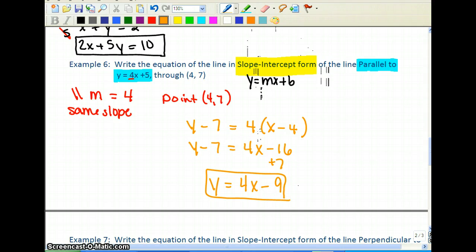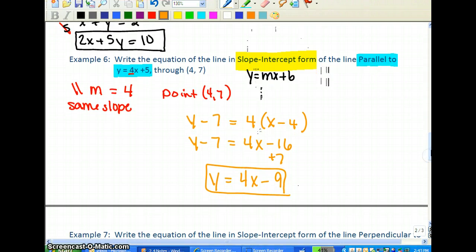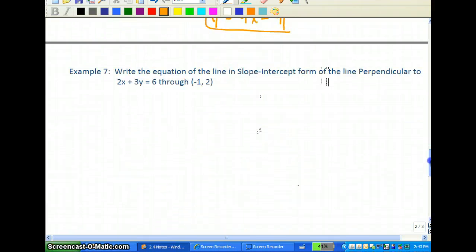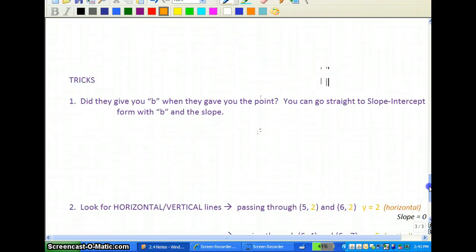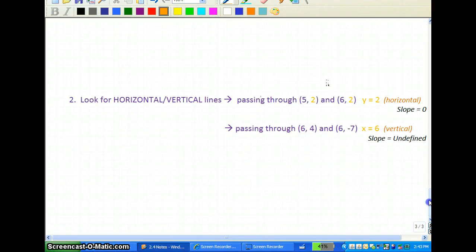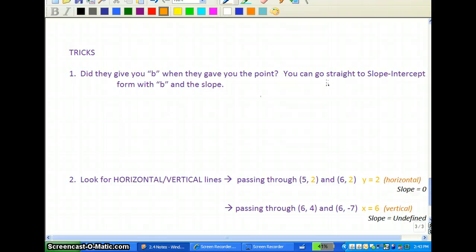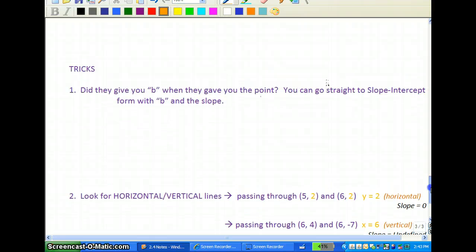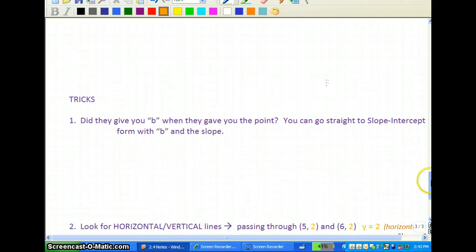All right, I want you to try example number 7 and see if you can get it. And then I give you these tricks, okay? We want to try and go through these tricks, see if you can fill this information in and understand why. These are kind of tricks, okay? If you know these, things will go much faster, all right? We'll go over those in class.